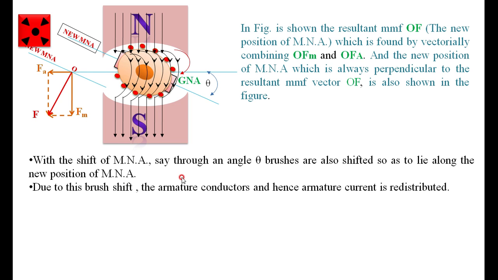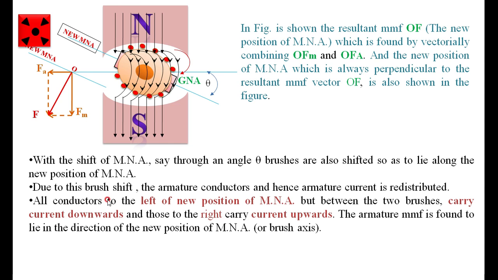Due to this brush shift, the armature conductors and hence the armature current are redistributed. Because of this shifting of the MNA, there is a redistribution of the current in these conductors, because they do not hold the same direction. Some of the conductors are changing their current direction. That we will see now.